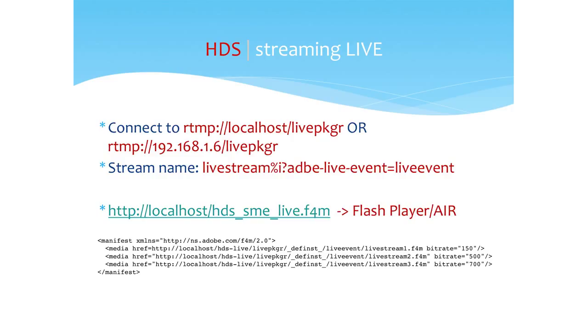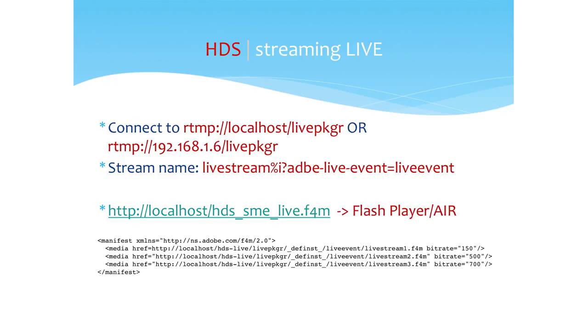So we're connecting there to Live Packager, and that's via RTMP. The ingest is RTMP for this. And then the stream name is livestream, and then it's %i, which is a variable. Or I'm sorry, it's going to number those 1, 2, and 3. I think %b is bit rate, but %i will just number them. So it's going to be livestream1, 2, and 3. So we've got to remember that for our manifest. That's the file name that we're going to put in our manifest.